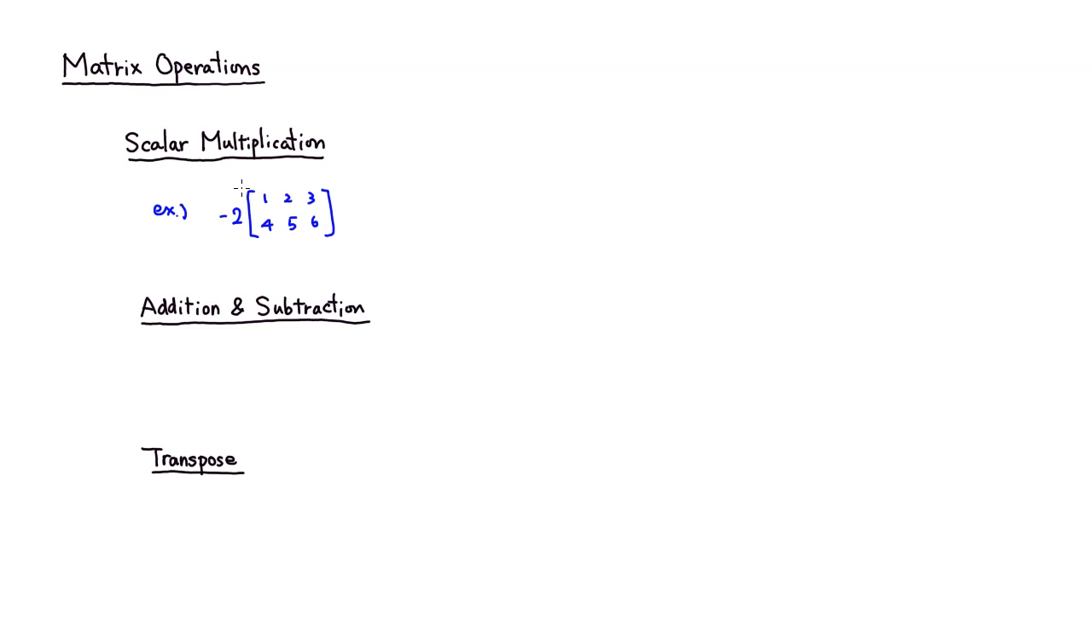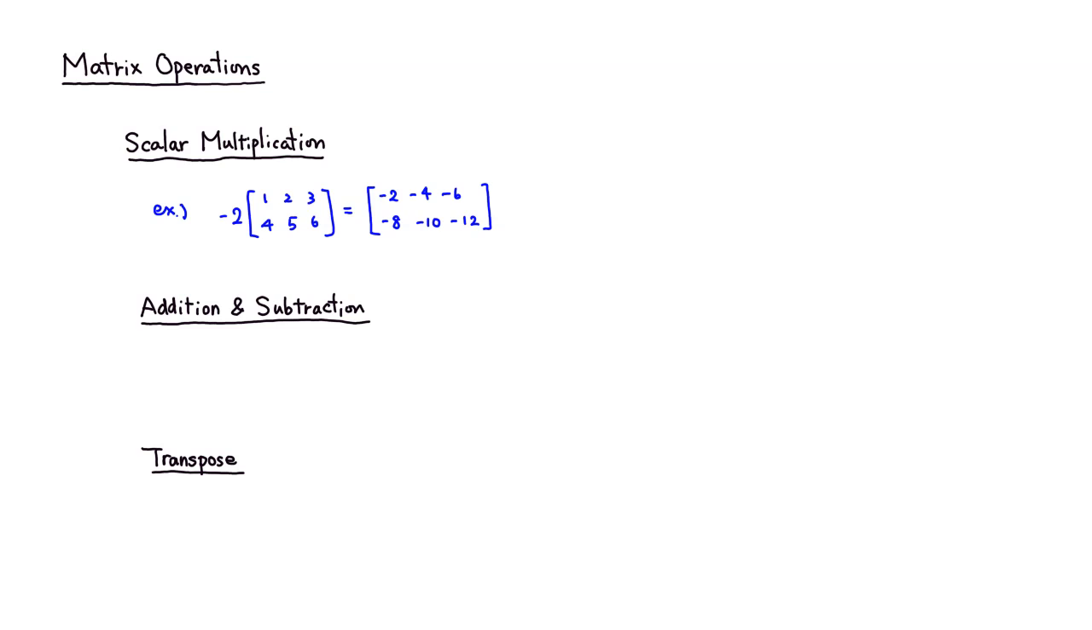-2. Then all you have to do is apply the multiplication to each entry of the matrix. So we just have to multiply everyone by -2. So -2 times 1 is -2. -2 times 2 is -4. -2 times 3 is -6. -2 times 4 is -8. -2 times 5 is -10. -2 times 6 is -12. You just have to apply the multiplication to each entry. So that's how scalar multiplication works.